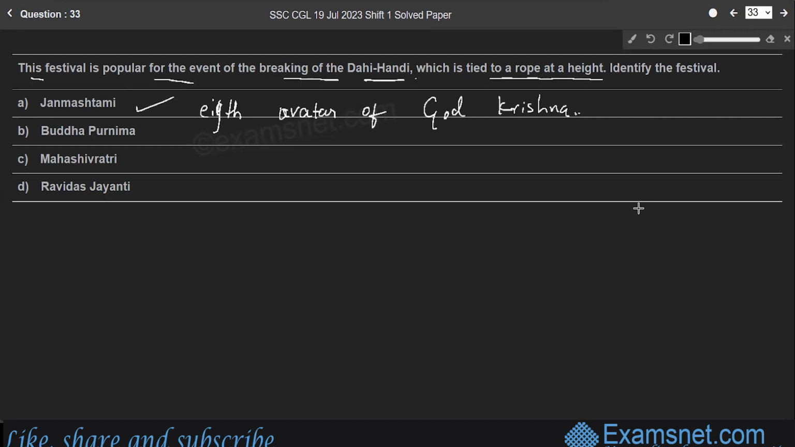His birthday is celebrated 8 days after Raksha Bandhan, a festival celebrating the bond between brothers and sisters. In Krishna Janmashtami, as part of the traditional celebration, teams of young boys and girls create human pyramids to scale and break an earthen pot hung at a height, filled with dahi. Therefore, option A, Janmashtami, is the right answer.